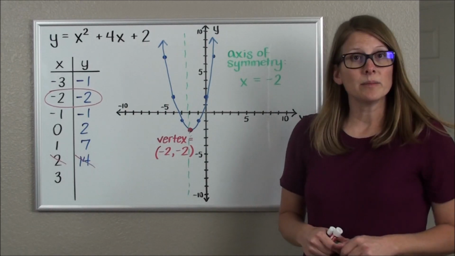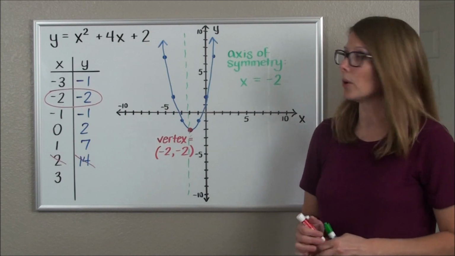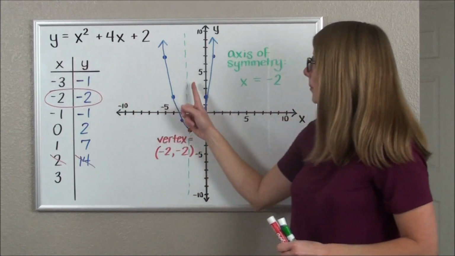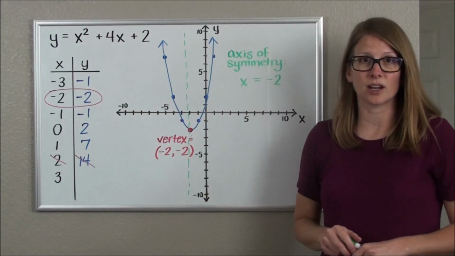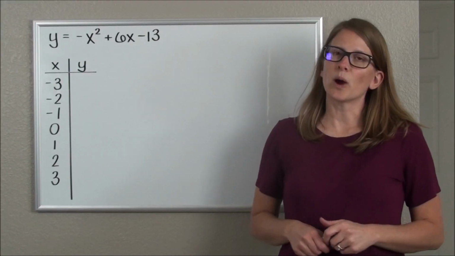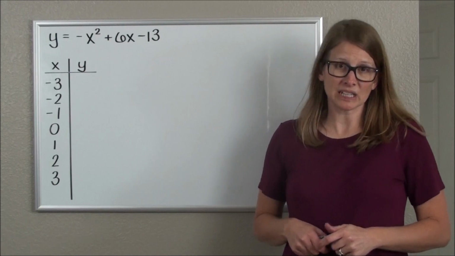Let's take a look at one more. This next one will also open down as did the previous one. Again, it opens down if it has a negative in front. It opens up when it's a positive leading coefficient. Let's take a look at just this one more. So just one more time, again, as we fill in a table of values, it's all about plugging and chugging.